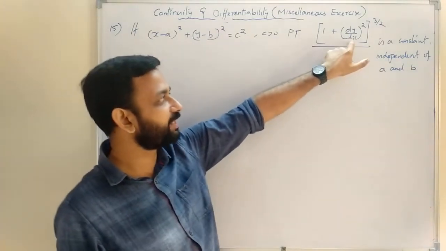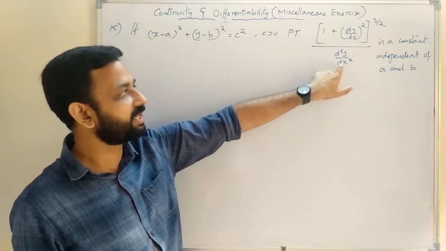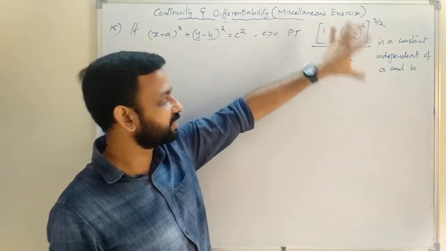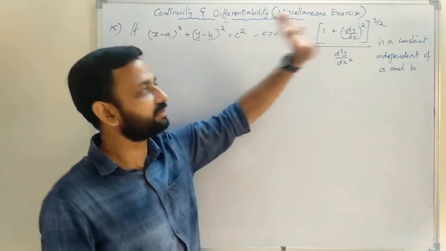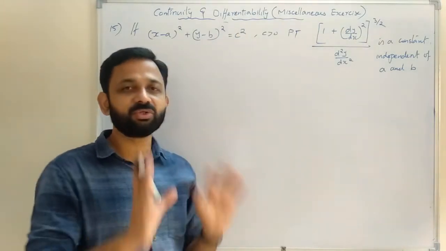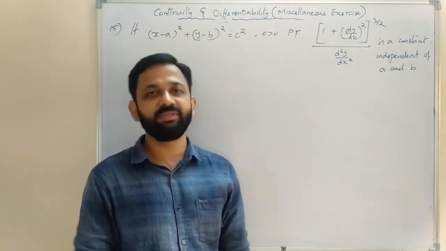So we have to find dy by dx and d square y by dx square. d square y by dx square is the second derivative. Then we will find dy by dx and d square y by dx square, and then we can replace those values here. Then we will get one expression, and we need to show that there is no x, no y, no a, no b. That is our question.